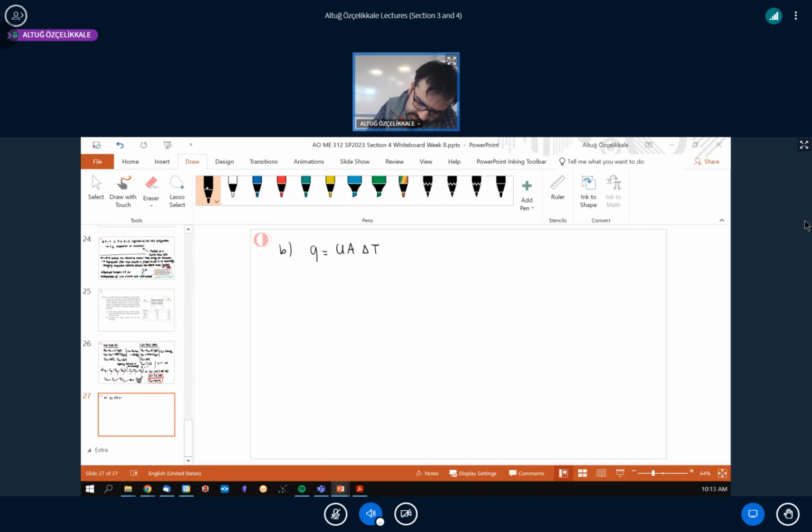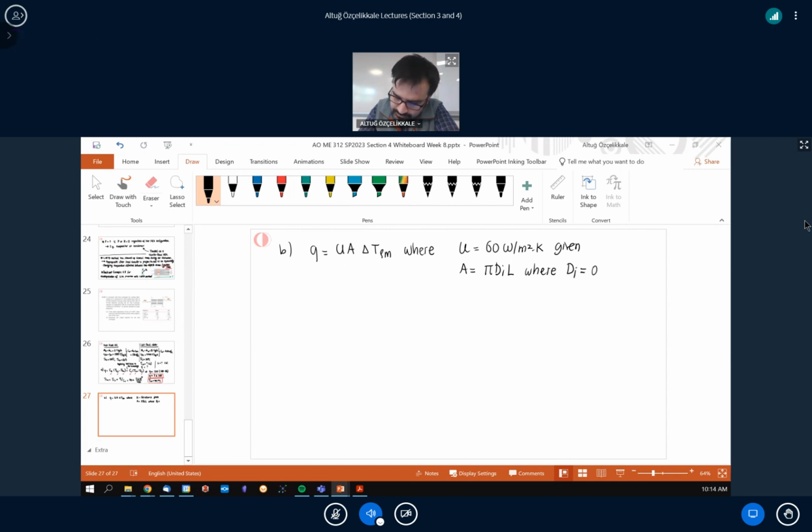Q equals U A delta T log mean, and U is given as 60 watt per meter square Kelvin. The area, we need to formulate it in terms of the length. The log mean temperature difference is going to be based on counterflow arrangement, right? Because the problem is given as a counterflow heat exchanger.